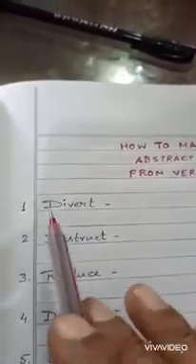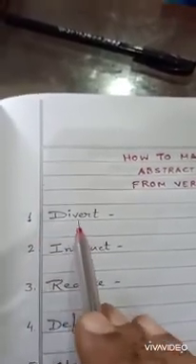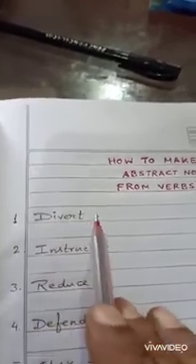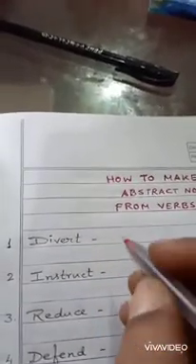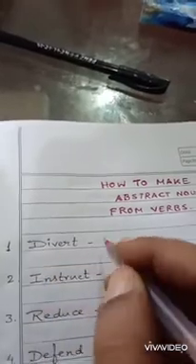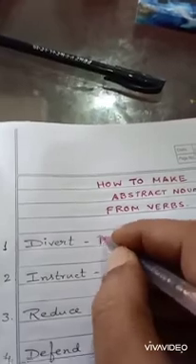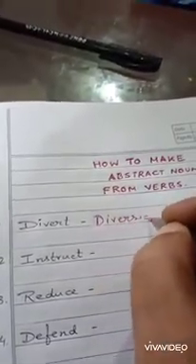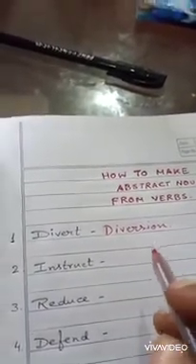So let's start. The first word is divert. It is a verb. So I have to make this divert into an abstract noun. So what will be the abstract noun of divert? Here I am writing the answer. Divert, so it will become diversion. See, I have written divert, diversion.